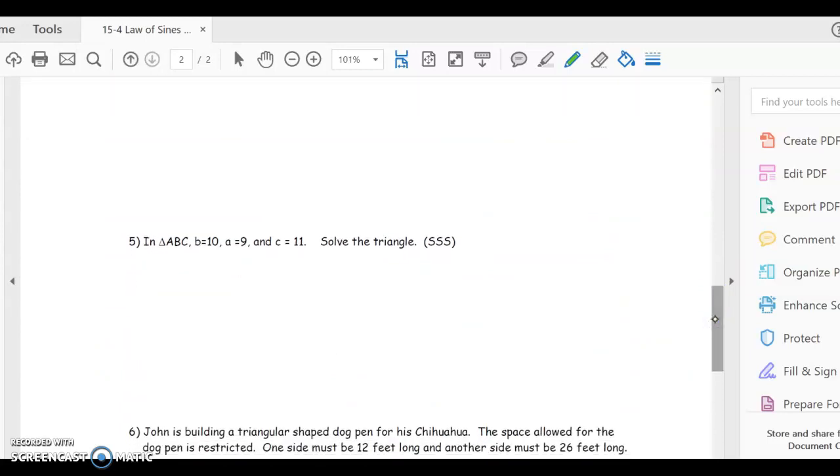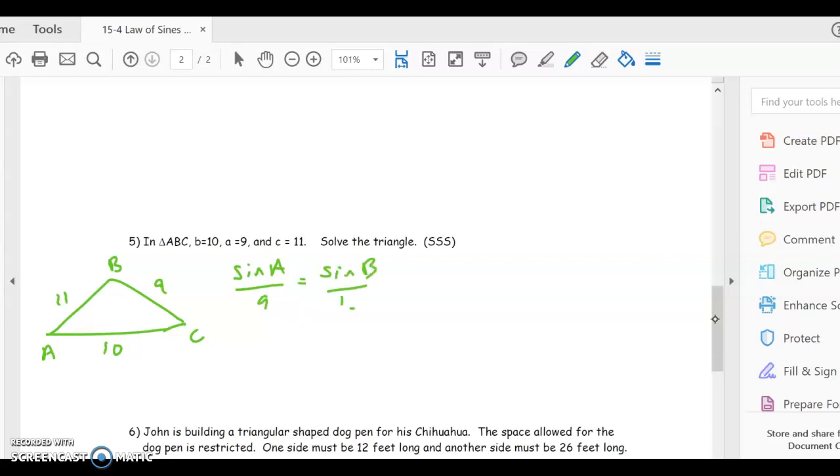Number 5. Again, we have triangle ABC, but you'll notice that all 3 sides are given. So the problem before, we basically gave you 2 angles and a side. Now we're going to give you 3 sides. So if we draw this picture, if you were to try to use the law of sines, you would notice that you would get stuck because you would have the sine of A, for instance, over 9 equals the sine of B over 10. You have 2 variables. That's no good.